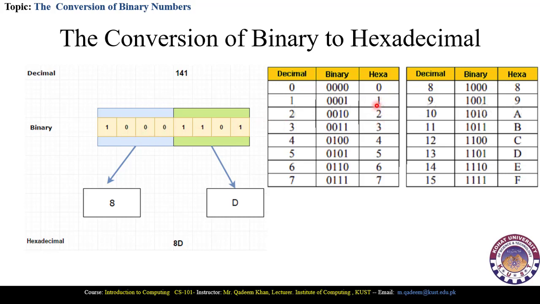1000 is equivalent to 8 in the hexa column, while 1101 is equal to D in the hexa column. So we have written here 8 and D, which is 8D. So this is in fact the conversion of the binary to the hexadecimal number.